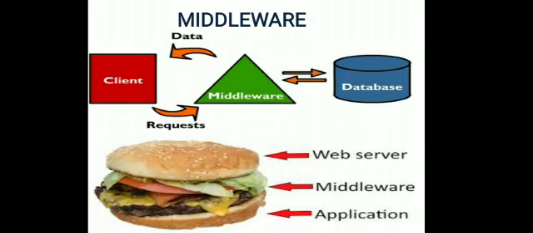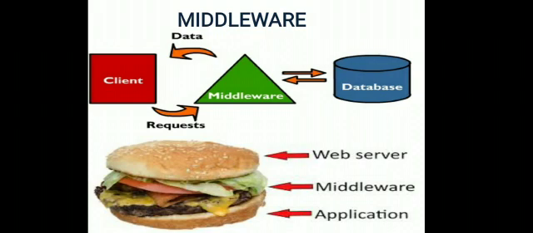The picture below is a burger picture as an example of web server, middleware and application. The web server is a client server model, and middleware lies between the operating system and an application. At the last, an application is a software program that runs on a computer. Okay, this is middleware.